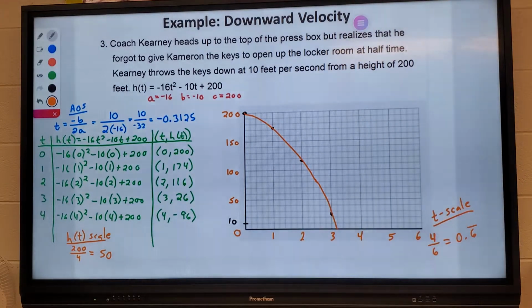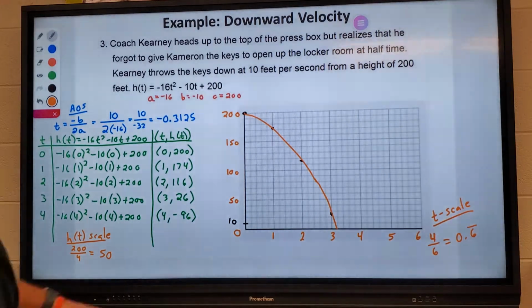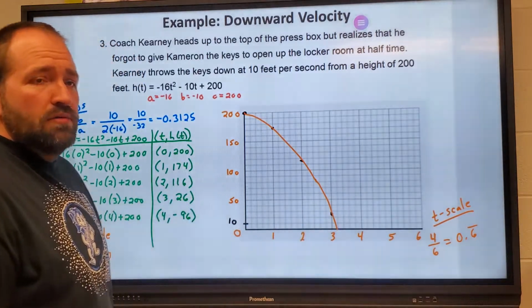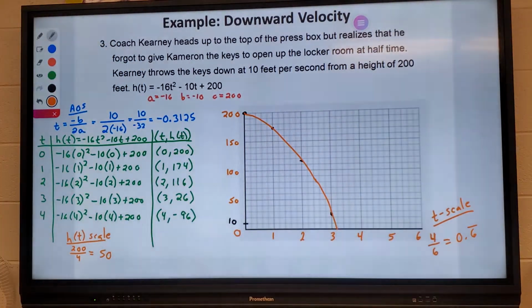Okay, again, I do not want to see any arrows down at the bottom there, because we don't want these to continue on forever like most graphs. These are real world applications. Okay, when it hits here at the bottom of this, it means it hit the ground. Okay, we don't want it to continue down further into the ground.